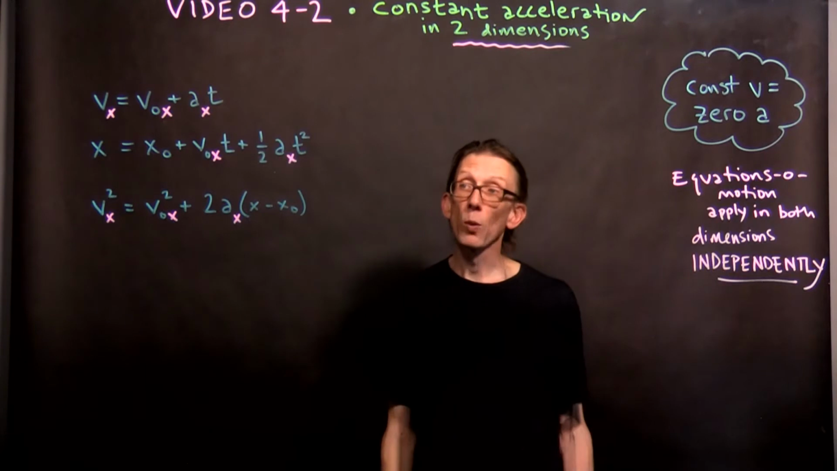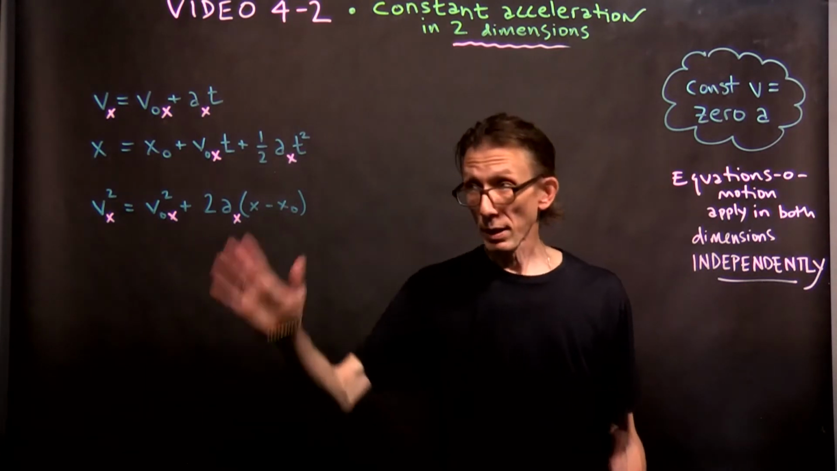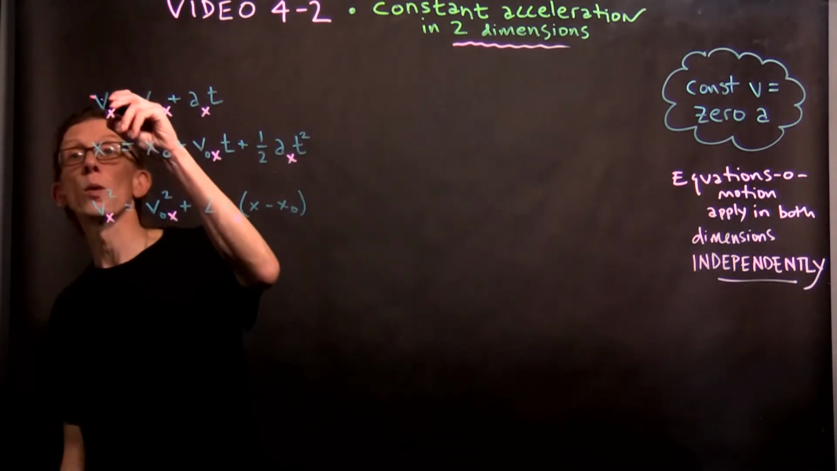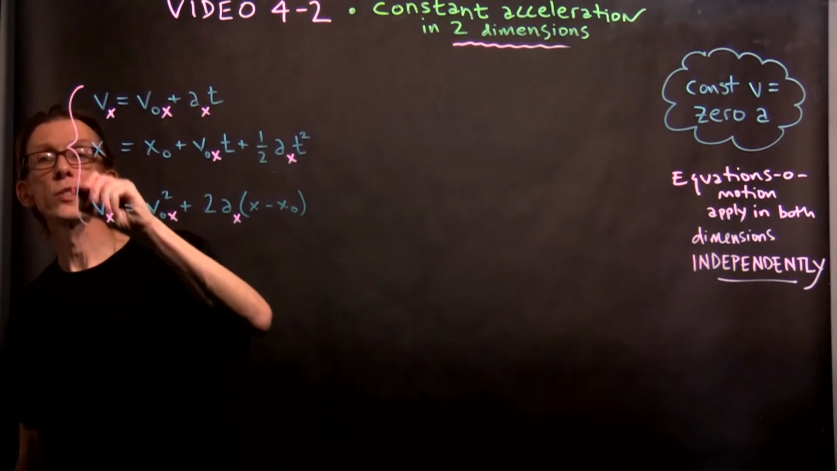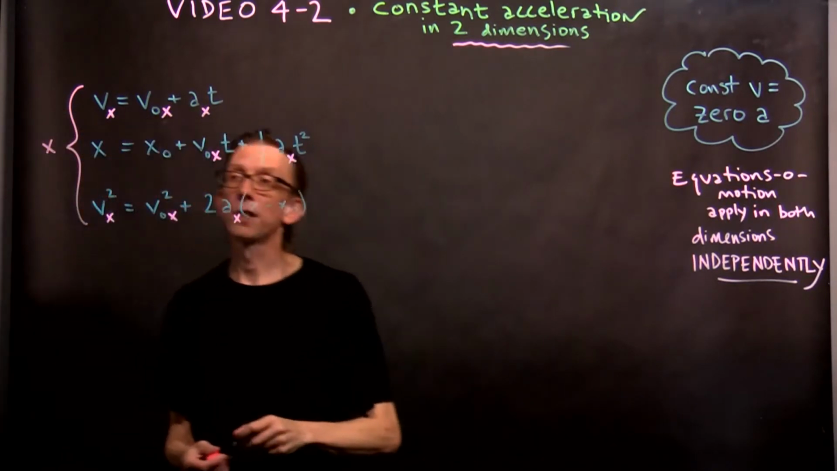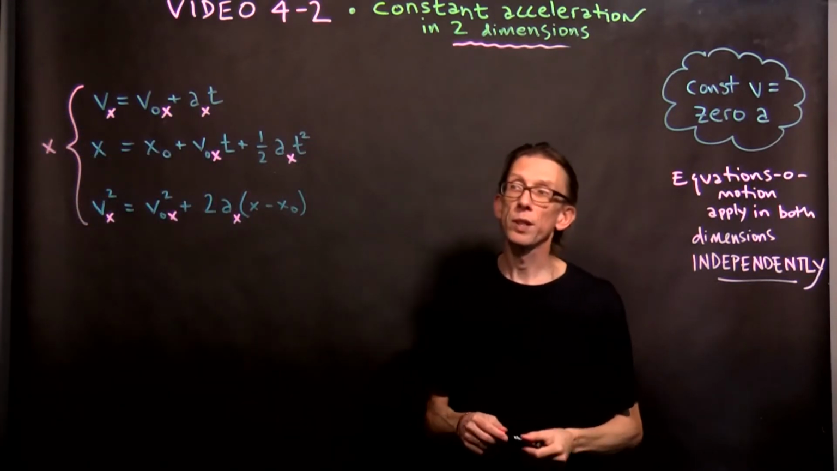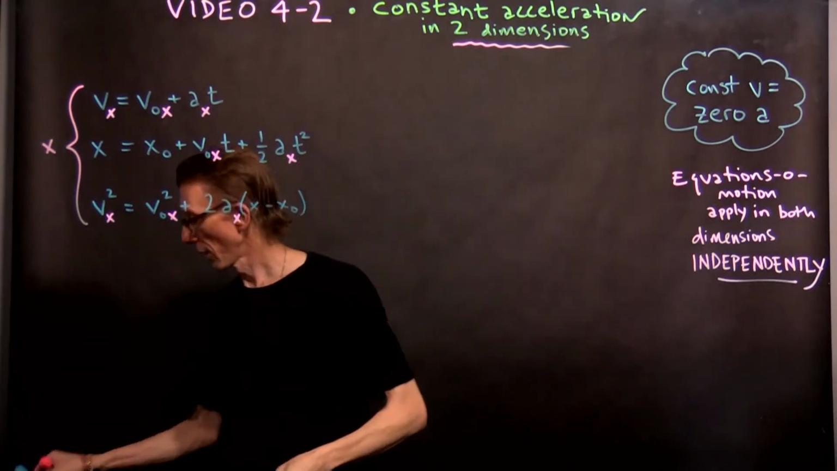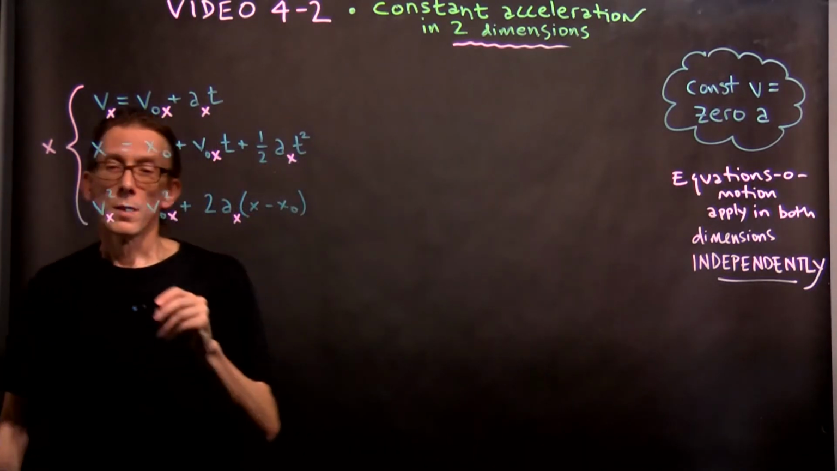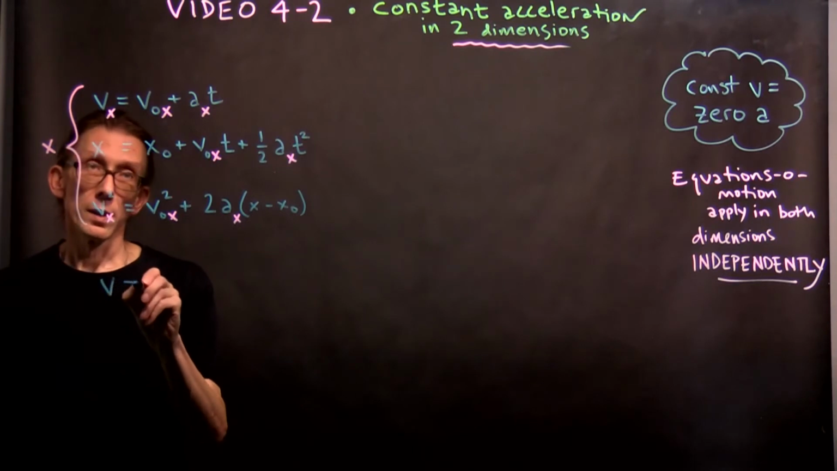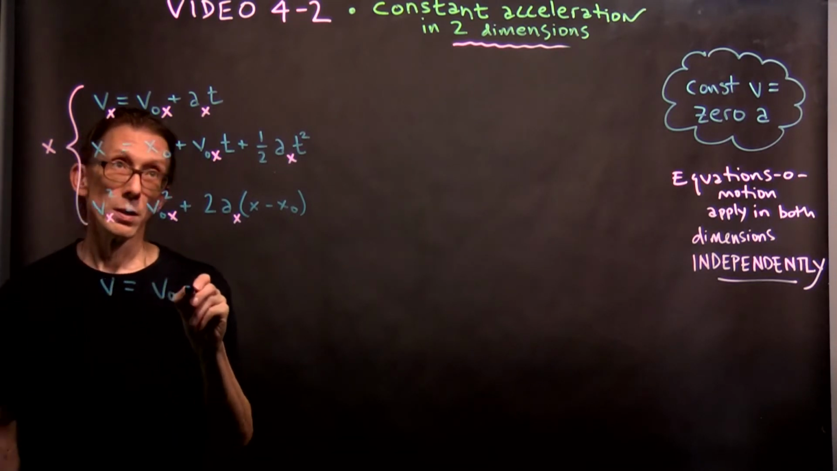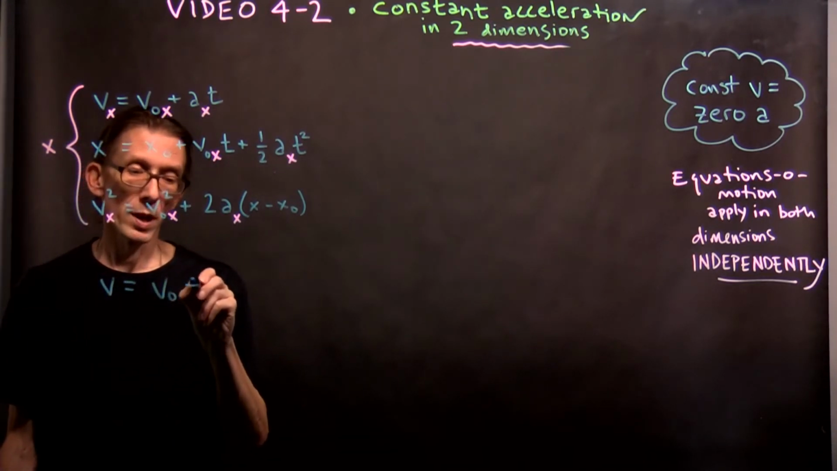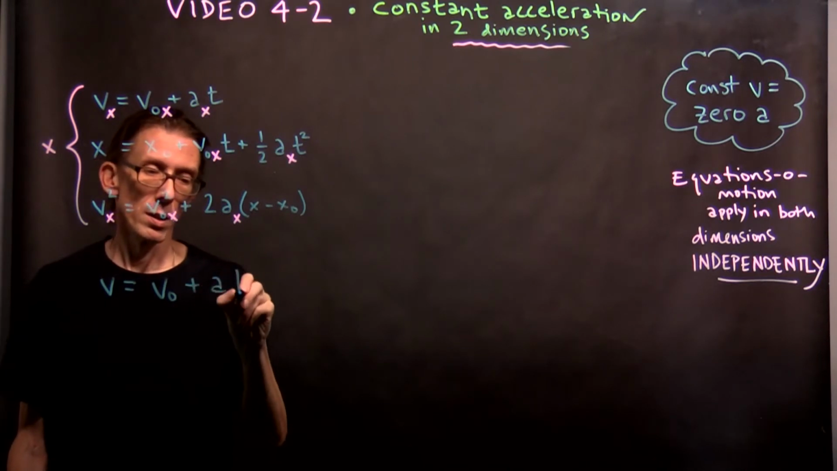It simply is a way to make sure that all these three equations are our three equations of motion for the x dimension. And we can write similar ones for the y. I'll do that now. v equals v naught plus a t.